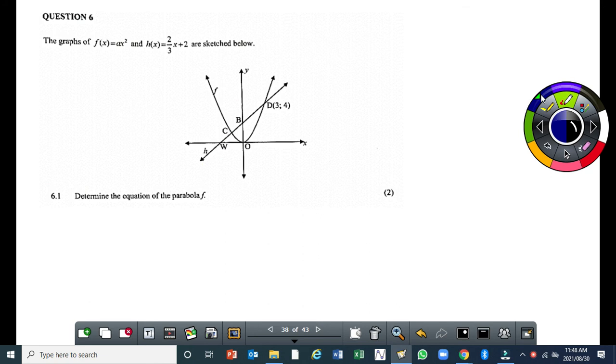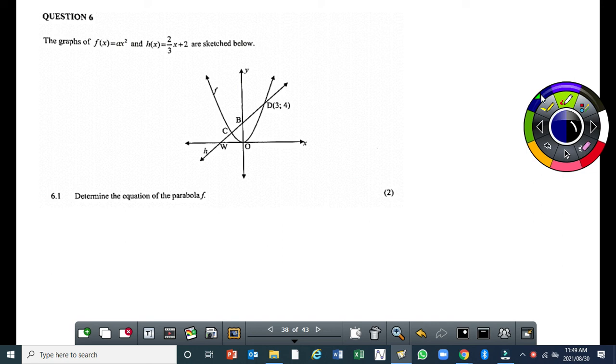We are given those two functions, one which is quadratic and the other linear. So f of x is the quadratic and h of x is the linear. First thing, you are supposed to determine the equation of the parabola.